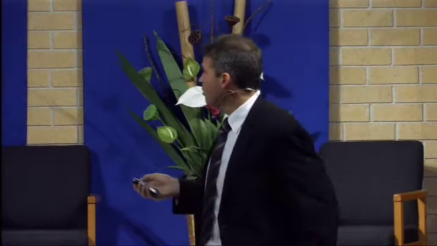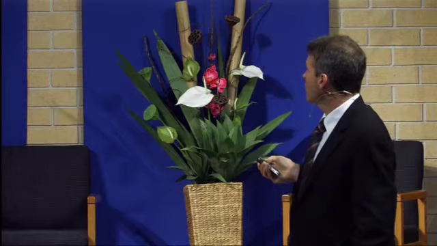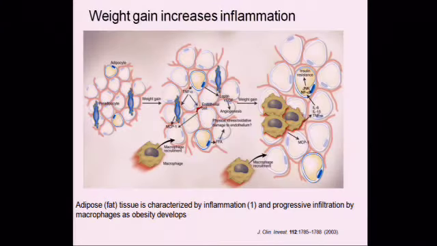But the problem is if we've got more weight than we should have, the body actually sets up, you won't be able to read a lot of this, unfortunately. This actually comes from a publication which I thought was very good, 2003, Journal of Clinical Investigation. Adipose tissue characterised by inflammation and progressive infiltration of, and this is macrophages, white cells. What happens when people are putting on weight? So we all have a normal amount of weight which we carry, and all of us are different.